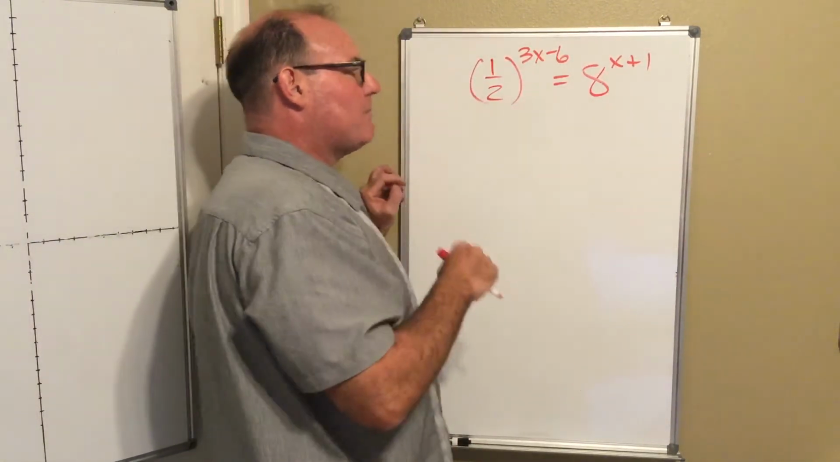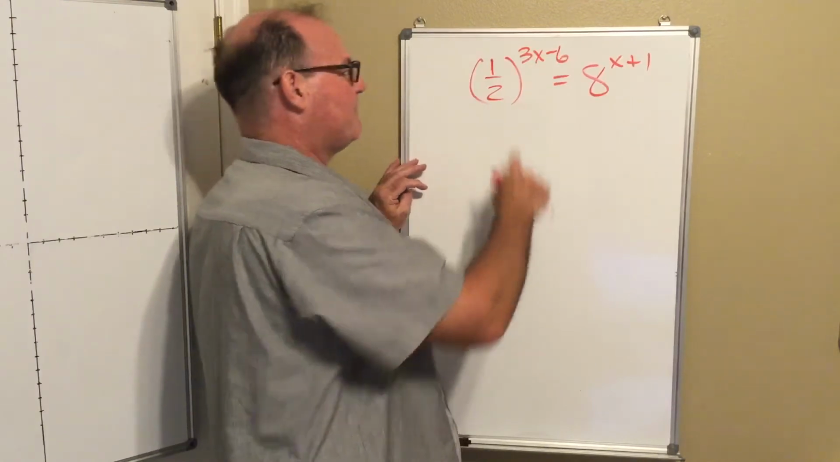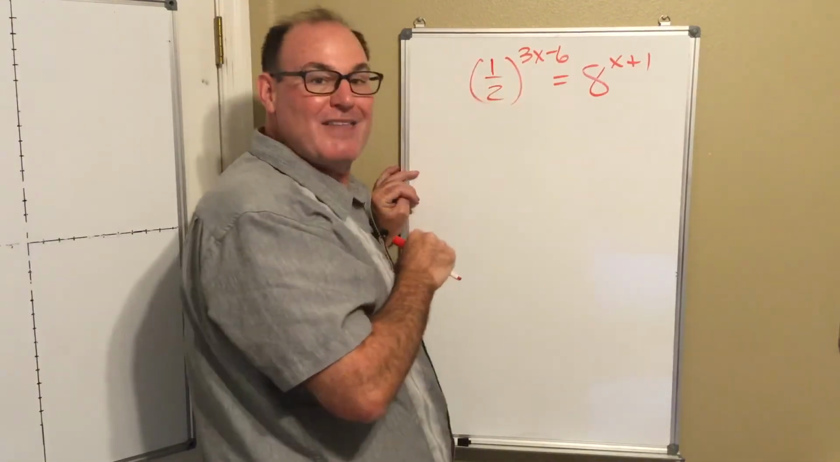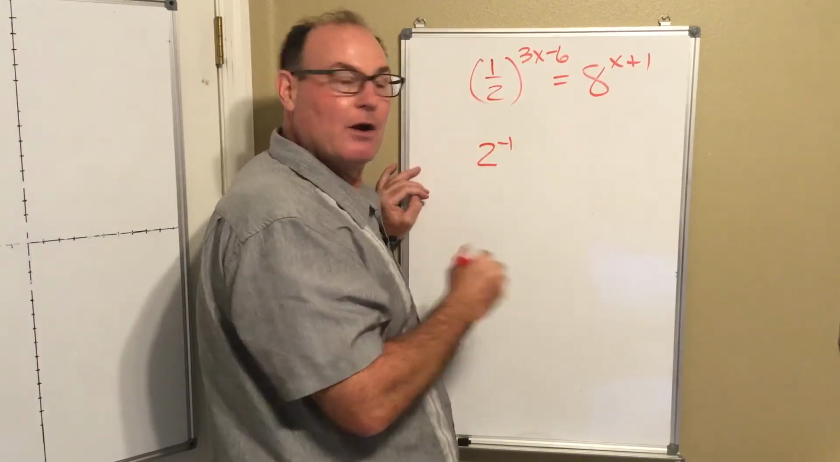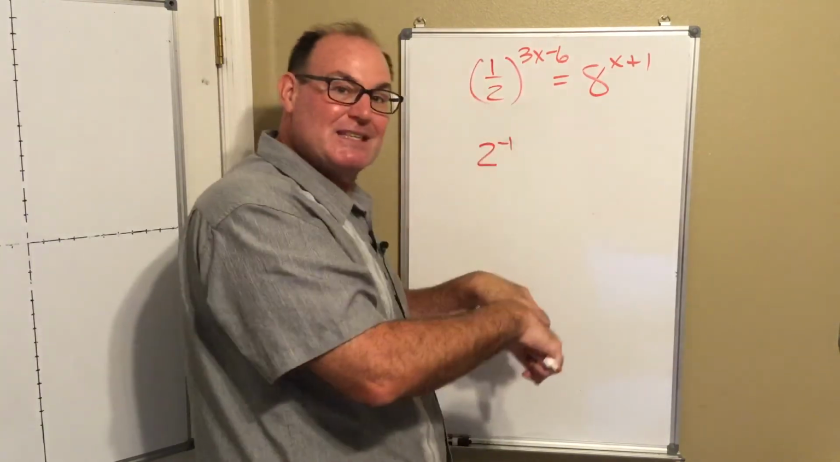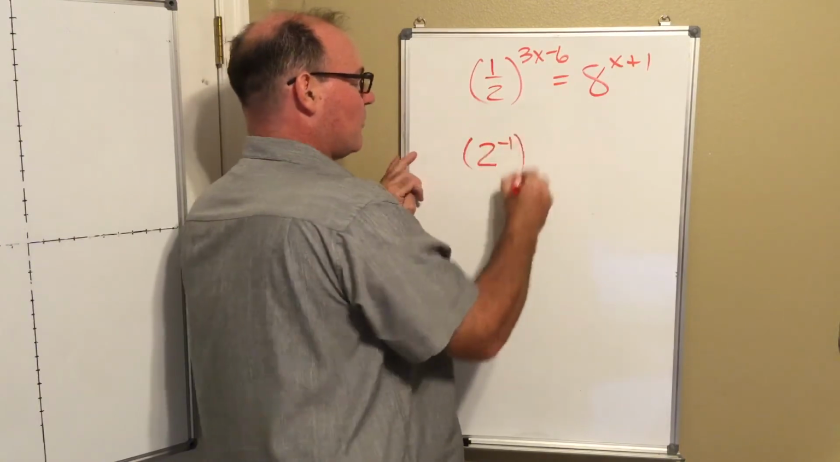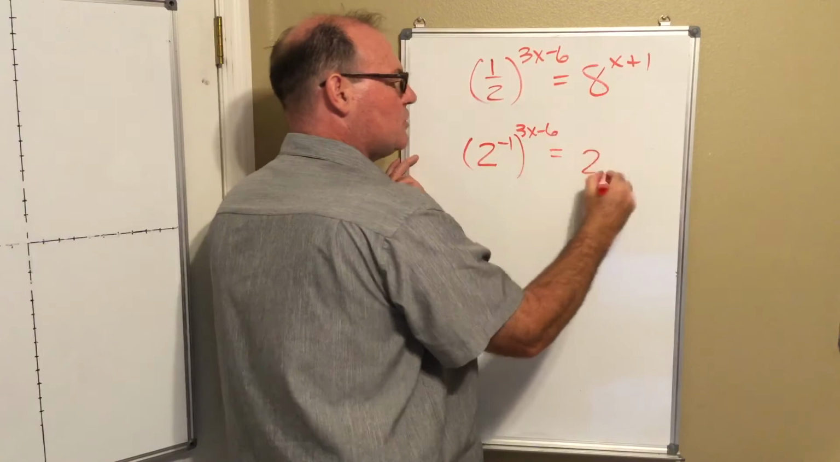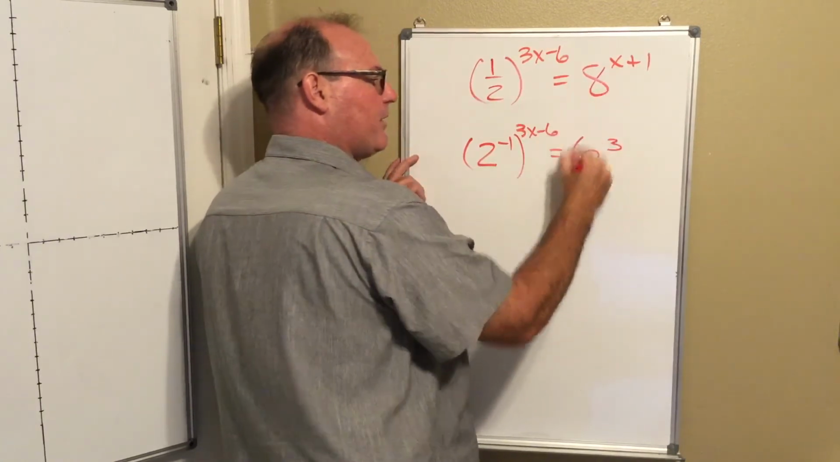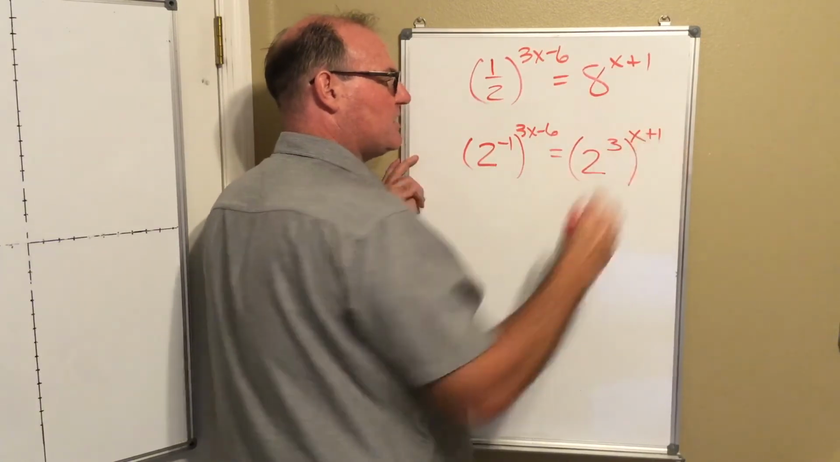So I'm going to rewrite both of those. I'm going to ignore the power for a minute. So 1 over 2, the way that I would get the 2 in the denominator is having a 2 to the negative 1 power. That tells me to put the base in the denominator and get 1/2. And then I'm going to raise it to the 3x minus 6. And then 8 is 2 to the third. So 8 is 2 to the third. And then I raise that to the x plus 1.